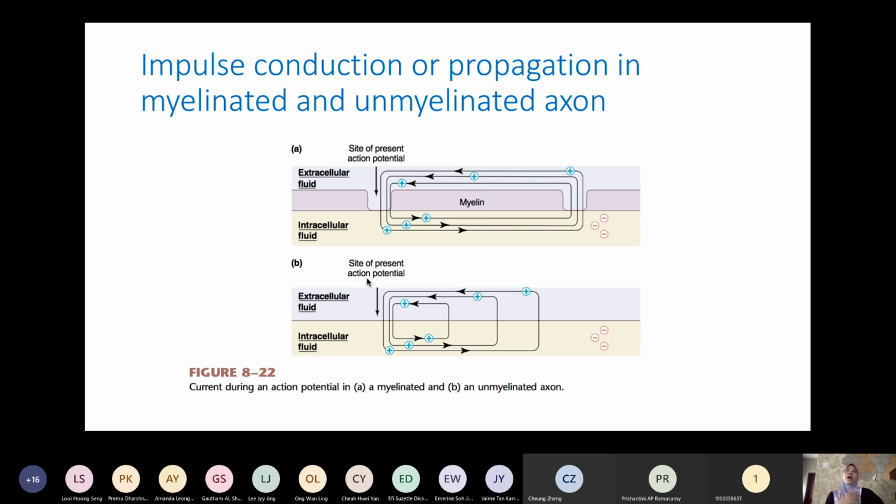Okay, let's take a look at the impulse conduction in the myelinated and non-myelinated fibers. Just now I did mention that in the spinal motor neuron, we have a myelinated axon. So that nerve fiber is actually a fast transmission fiber. Usually in the motor neuron, they have myelin.